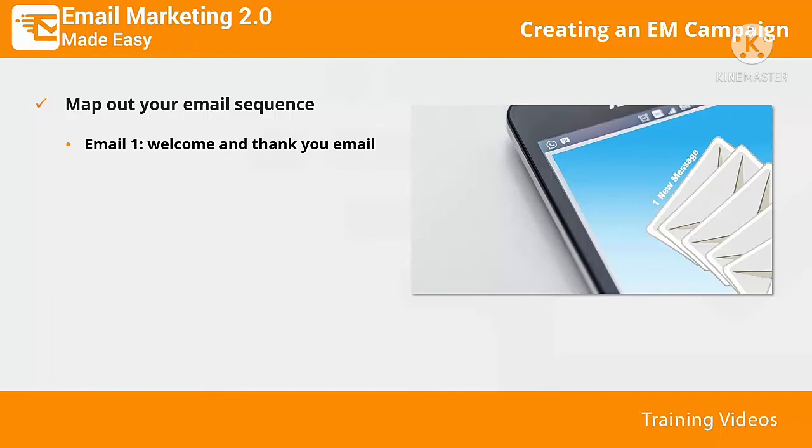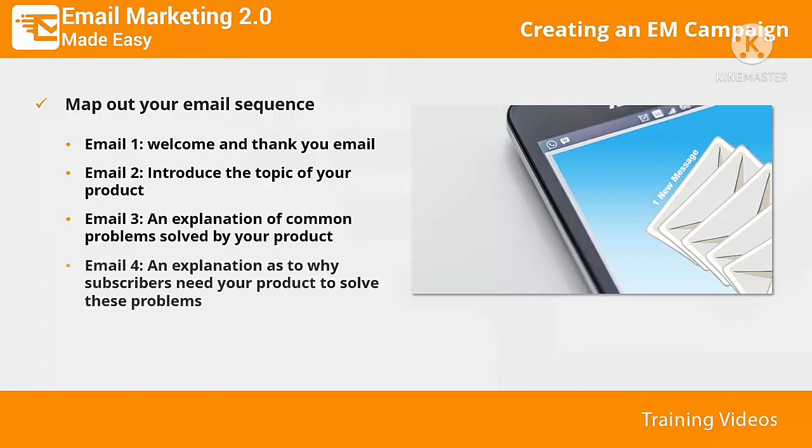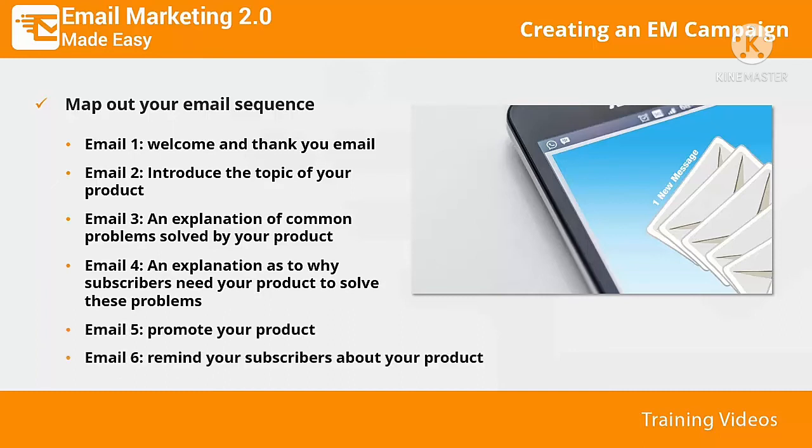Email 1, welcome and thank you email. Email 2, introduce the topic of your product. Email 3, an explanation of common problems solved by your product. Email 4, an explanation as to why subscribers need your product to solve these problems. Email 5, promote your product. And email 6, remind your subscribers about your product.